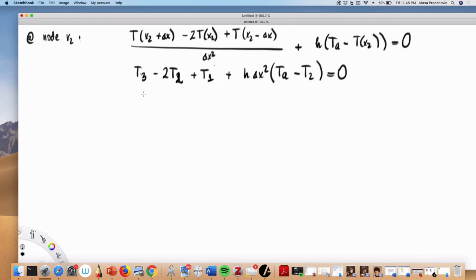So basically, when I clean it up and order it, it's T1 minus (2 plus H delta x squared) T2 plus T3 is equal to, and everything that I do know in this case, minus H delta x squared Ta.